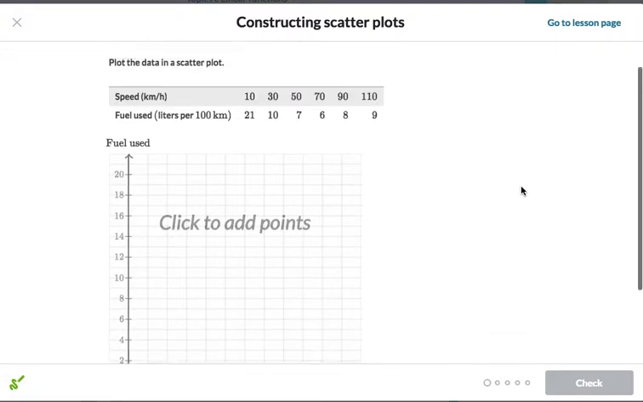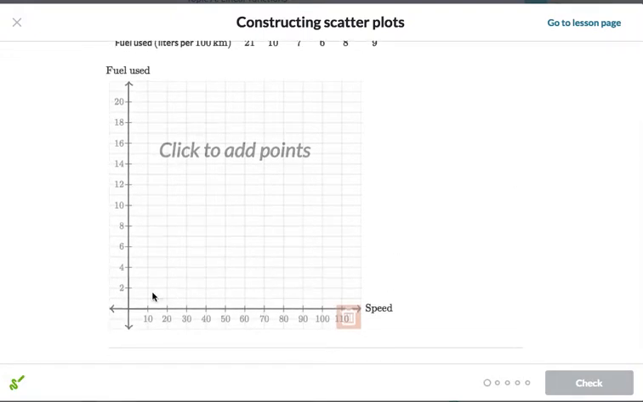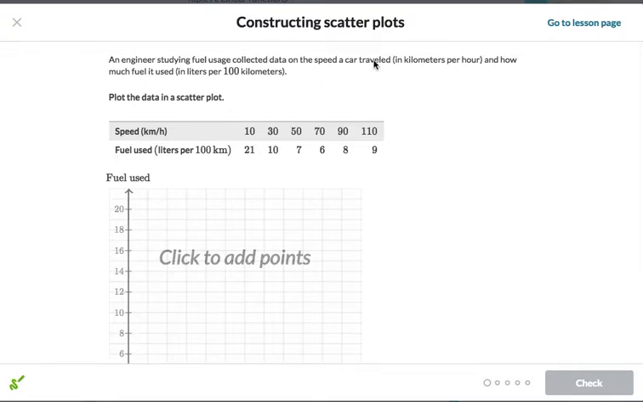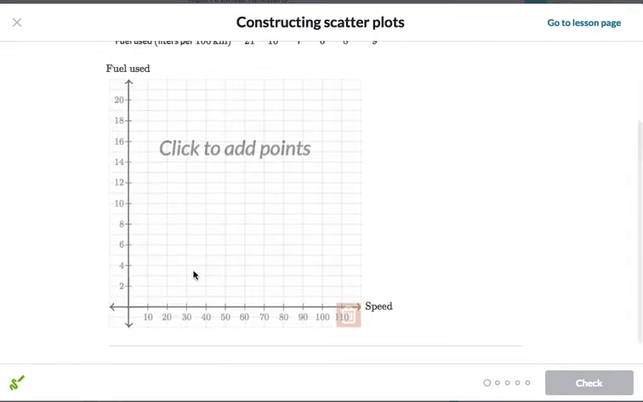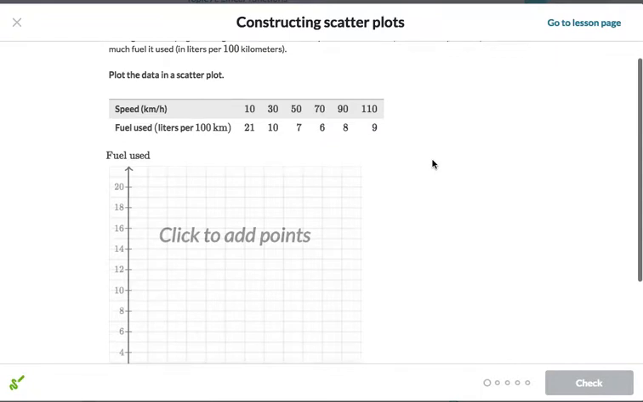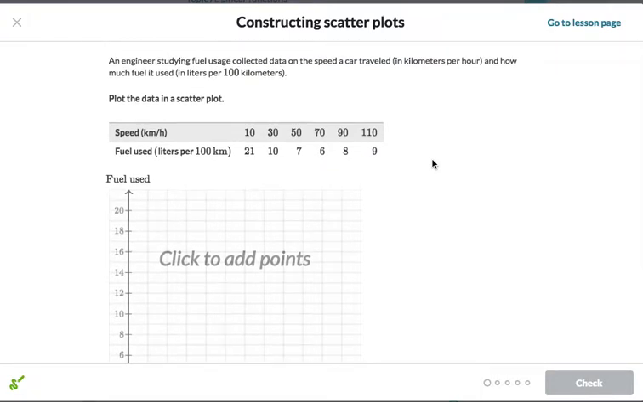So each data point will measure the speed, in this case of a car traveling in kilometers per hour, versus the amount of fuel that was used in that journey. So the engineer is studying the fuel usage of collected data on the speed of a car traveled and how much fuel it used. And here's each of the data points that you're being given in your table.